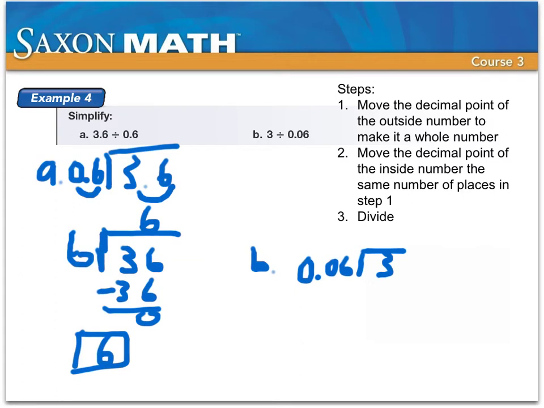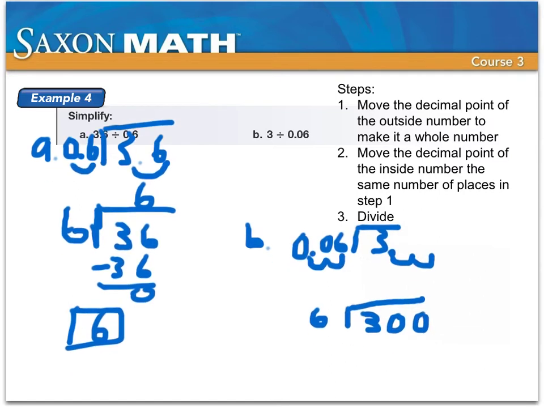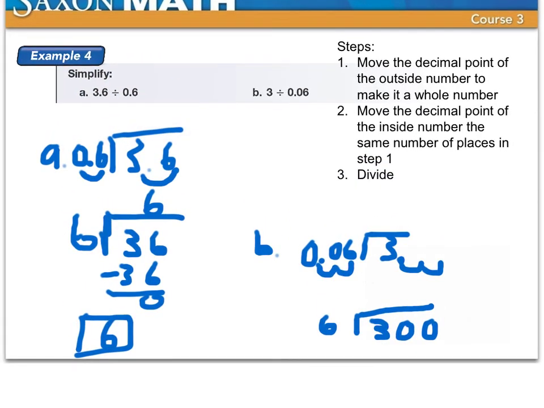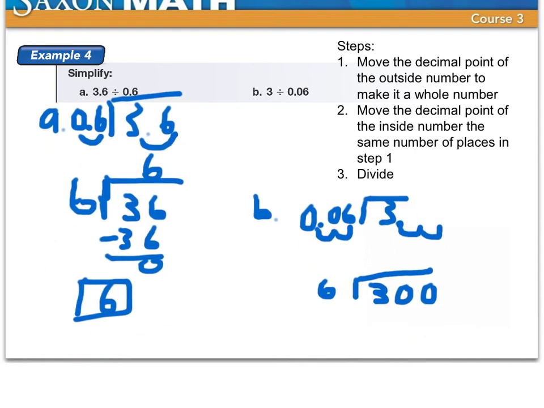So move the decimal point of the outside number and make it a whole number. So again, I'm going to take this, I need to move it twice so I can make this 6. So the outside number is 6 again. Then I need to move the decimal point of the inside number. Well, inside there's no decimal point, but I could put it right after the 3. Okay, I have to move it the same number of places as step 1. In step 1, I moved it once, twice. So I need to move this one once, twice. Okay? Well, notice those two little loops there, I had to fill in zeros. Okay? So this becomes 300. So I filled in this loop and that loop with a 0. So this problem is the same as 300 divided by 6. Okay?